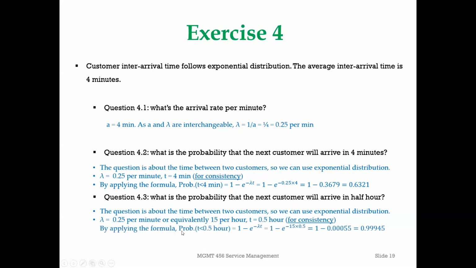Then we can apply the formula. Again, this is talking about inter-arrival time less than something, so we use this formula. Plug in the right values for lambda and t, 15 and 0.5. You do the calculation, you get 0.99945. So there's a 0.99945 probability that the next customer will arrive in half an hour.